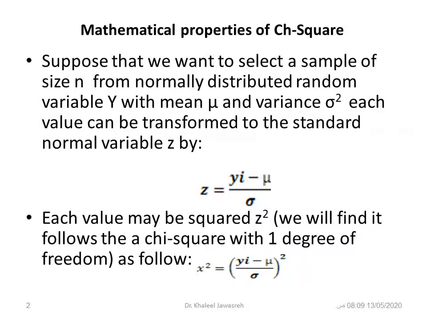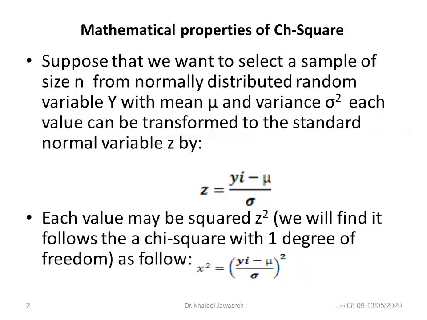Now, in this case, if we have those samples of n number of y, we do need to transform them to the standard normal variable by using the normal equation that has been used previously, z equal to yi minus mu over sigma. Each value may be squared as z square, and we will find it follows the chi-square with just only 1 degree of freedom.